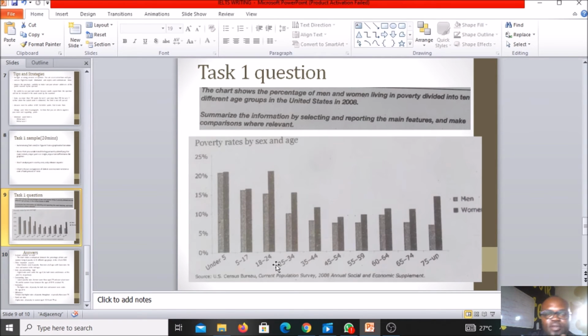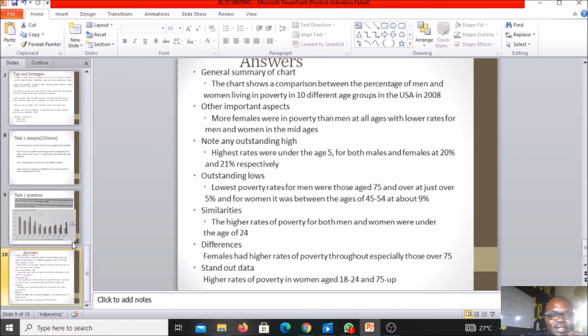For the second point now, look for anything that is so glaring. What I've identified that is so glaring is that the females are always greater than the men. No matter the age group, the female is always greater than that of the men. So that is the second point.